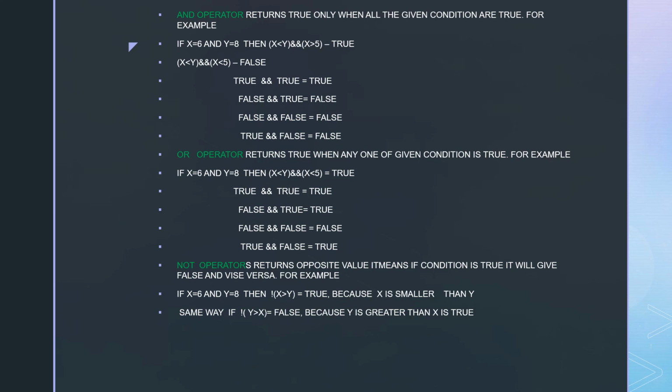The next and the last one is the not operator. Not operator just gives you the opposite value. Suppose inside the bracket we write x is greater than y. Inside the bracket this expression x greater than y is false. So if we put the not operator before that, it will give us true because x is smaller than y. This expression is wrong, so it will give me true. And in the same way, if we write the opposite, y is greater than x, this expression is true. So if I use the not operator, if I use the exclamation sign, it is going to give me false. Means not operator reverses the answer.